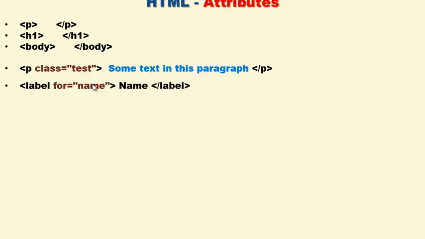Now you remember in previous videos, with the label element, we used the for attribute. And the reason I put this example here is that some attributes only go with a particular element. So for instance, the for attribute is only available for the label element. You wouldn't put that in a paragraph element. Whereas the class attribute, you can put in almost every type of element there is. So just be aware that some attributes you can put in almost every element, and other attributes are very specific to a specific type of element.